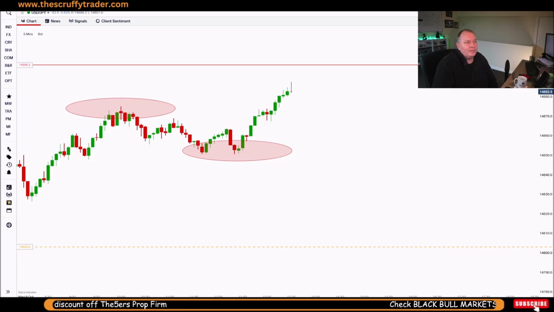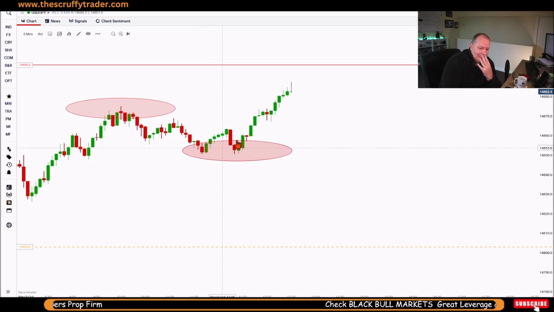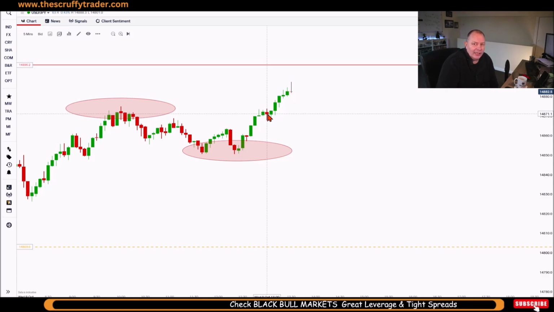But these circles, what was happening was it started stalling in and around this area, so I decided to kill the trades off. And then from there, I really wanted it to pull back here, but it didn't. It was really stretched, if you look at an RSI, things like that.